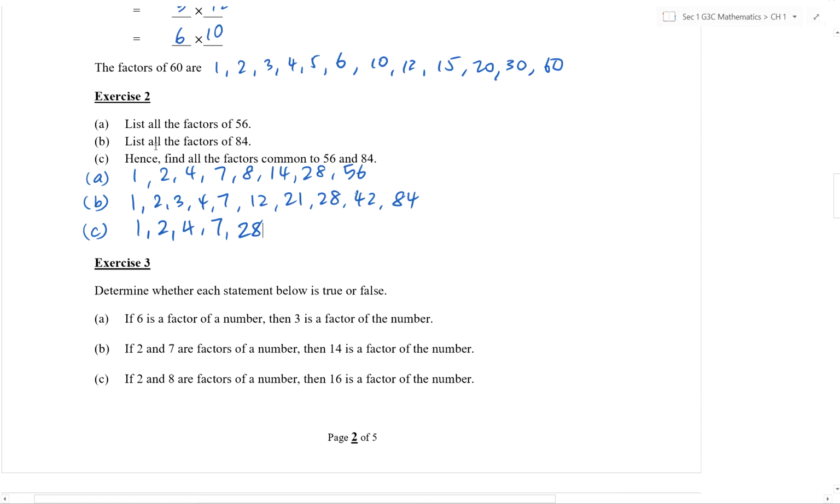Now, moving on. Exercise 3. Determine whether they are true or false.